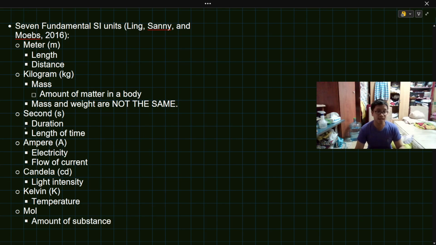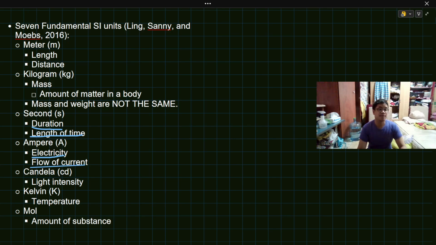So we have seconds. Seconds are useful if you want to know the duration, like how long it takes for you to finish. So it's a length of time. Now, ampere, I think I already mentioned this, it's used for electricity, the flow of current. It's related to electric charge, because current tells you how fast the electric charges flow.